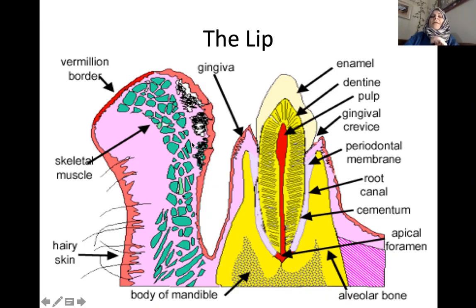Okay, if we come to the lining epithelium of the oral cavity inside, we all know that it consists of stratified epithelium. It must always be stratified in the areas of our body that are always subjected to continuous friction.